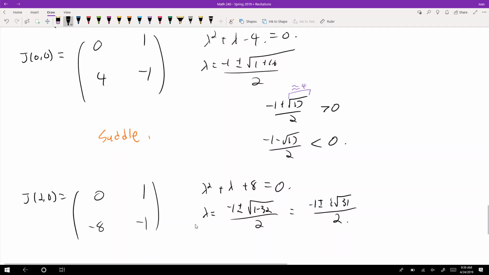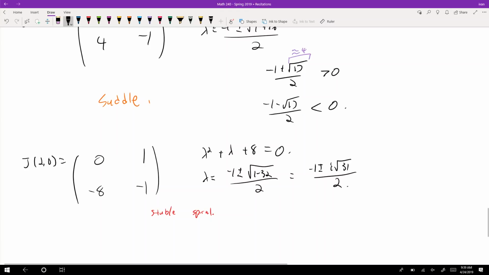Okay, so what kind of point is this? Yeah, it's going to be a spiral, and more importantly, it's going to be a stable spiral. Okay, so this is a stable spiral. All right, and now we need to find the Jacobian at negative 2, 0. But what you realize is that the Jacobian at negative 2, 0 is equal to the same thing, because the only point we're plugging in is essentially the x point, and we're squaring it. So the Jacobian at negative 2, 0 will get you the exact same matrix, and there's no reason to go look for the eigenvalues there, because you already know them. So that means that we have a saddle and we have 2 stable spirals.